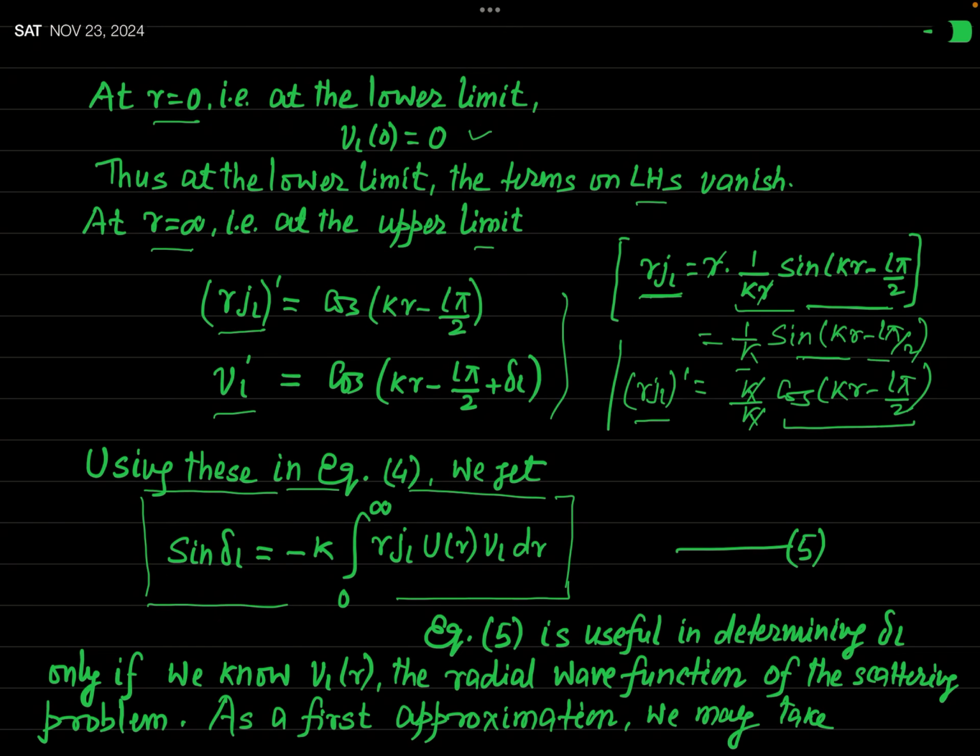Now when you differentiate it, that is RJL dashed, what will this be? This will be K times cosine of KR minus L pi by 2 by K. This K and K will cancel out, and so this is cos of KR minus L pi by 2. And similarly, this VL dashed is cos of KR minus L pi by 2 plus delta L. You can also see here that the phase difference between RJL dashed and VL dashed is delta L.